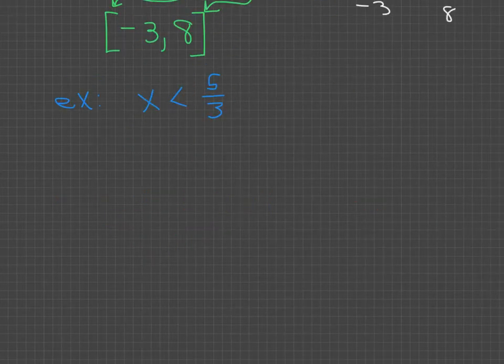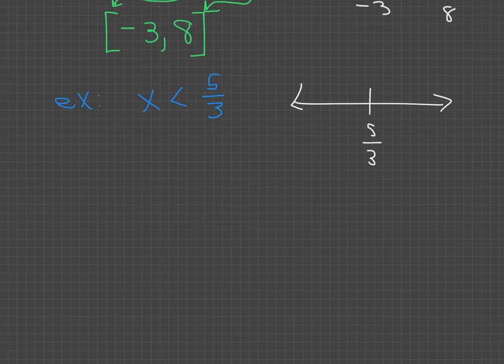Now what if we have something like this where it's just one value and x is, in this case, less than that one value 5/3. Now we looked at this on a number line already, and we've got 5/3 here. It's strictly less than, so we are having an open circle, and it's less than, so we shade to, x is less than that number, so we shade to the left to -infinity.